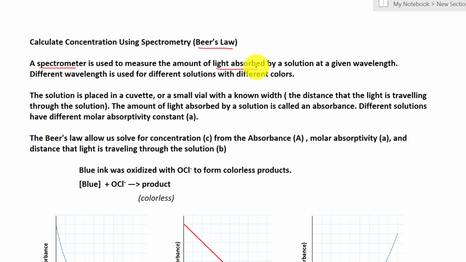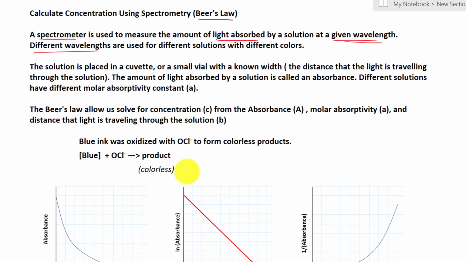Now, this light is absorbed at a specific wavelength, and different wavelengths are used for different solutions with different colors, because different colors absorb different wavelengths of light. Before we talk about that, let's talk about what is happening in a spectrometer. First, we put a solution in a cuvette, which is basically a small vial with a known width. We know the distance from here to there. That specific width is known to us, because we're going to use it in the Beer law.